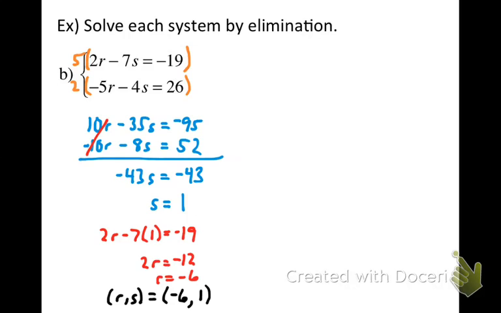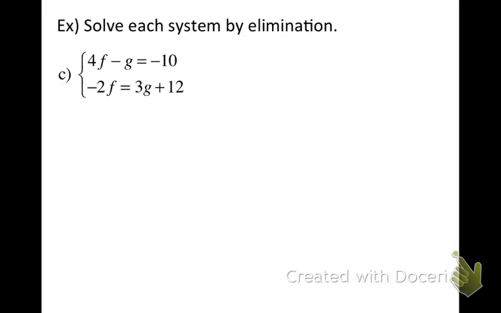Let's do some more. And check out this beauty right here. Okay, there's a couple things I want you to observe here. First of all, we don't have f's or g's that are opposites of one another. But second, and more importantly for right now, we don't have all the like terms lined up. Now you might say my f's are lined up, my g's are lined up, and the constants are lined up, which is sort of true, but what's not lined up are the equal signs right here.